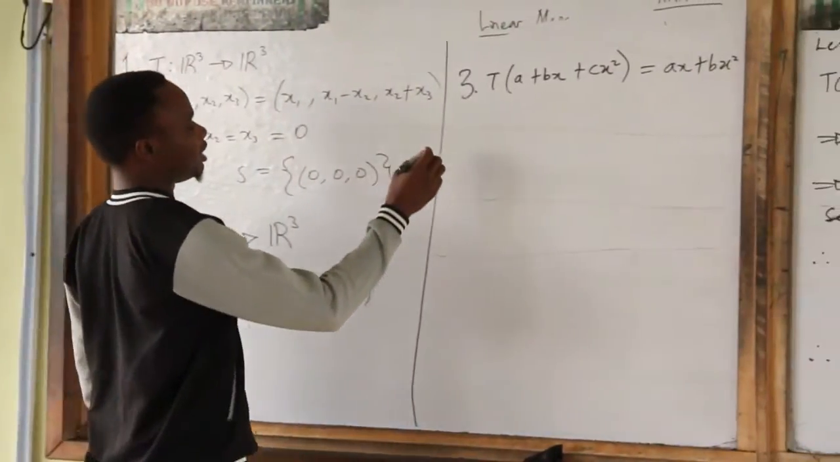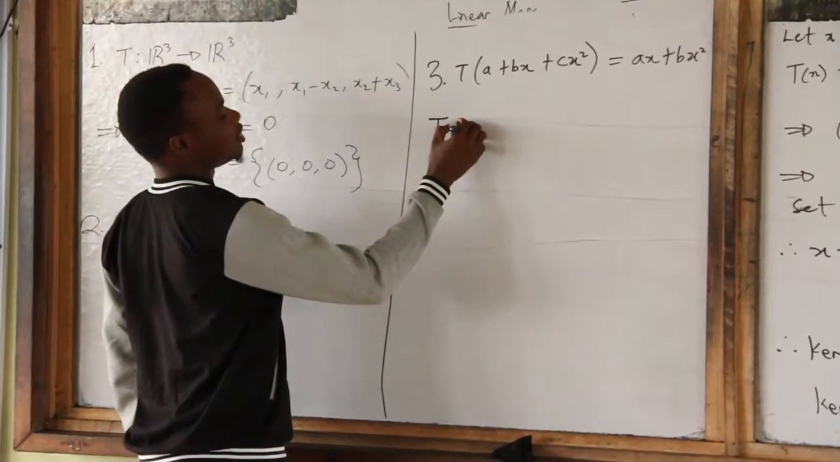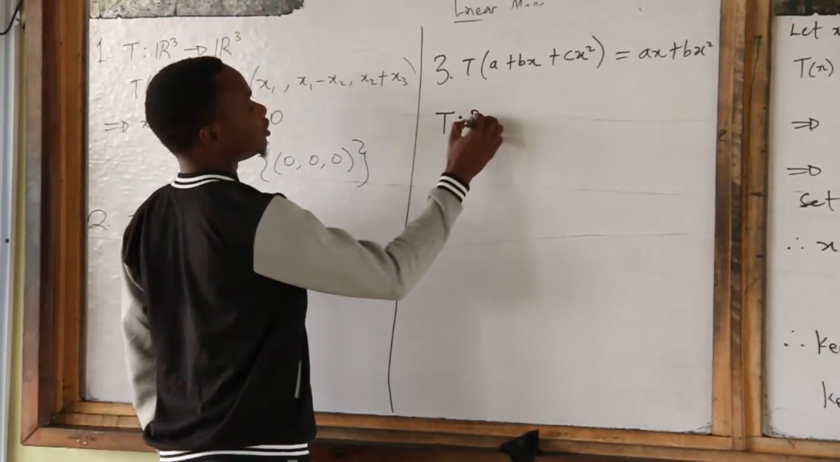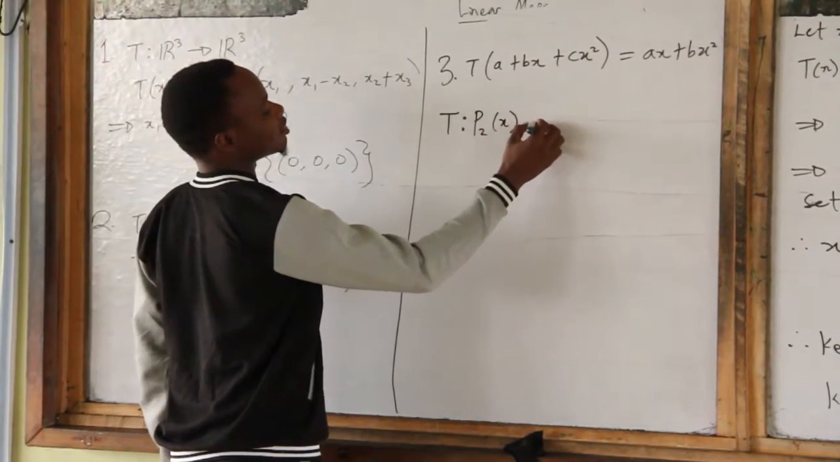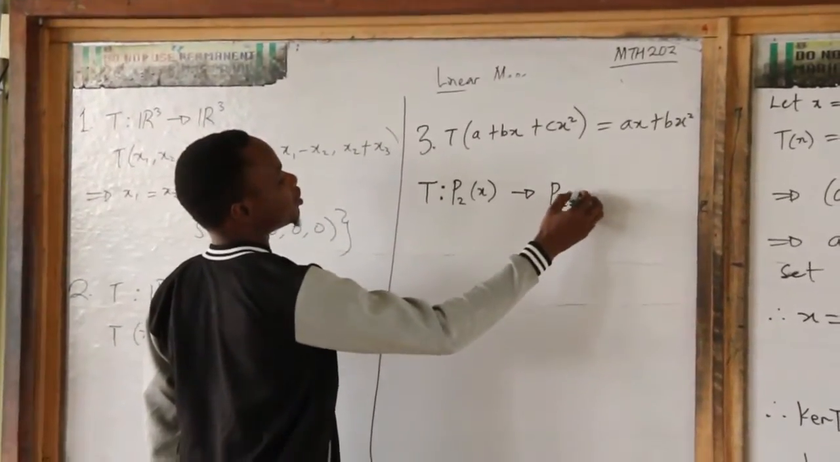Very good. So listen. It is linear. They cannot give you something that is not linear. Listen, please pay attention. This is a linear transformation. Please listen now. This goes from the space P2 of X to the space P2 of X.